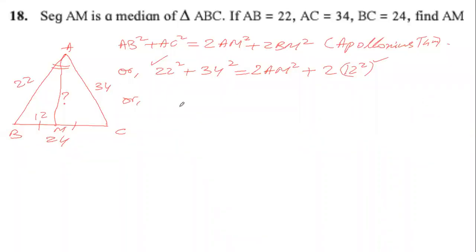How much is 22 square? 484. Correct. How much is 12 square? 144. It's 144, not 134. How much is 34 square? Calculate and tell. 1156. Are you sure?